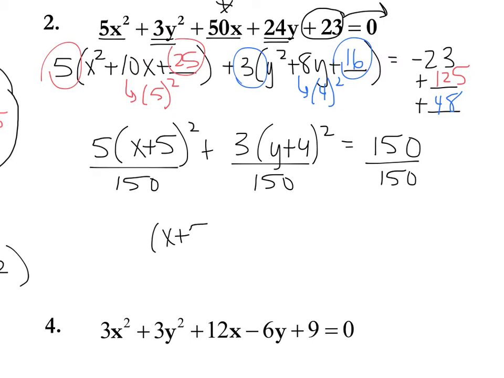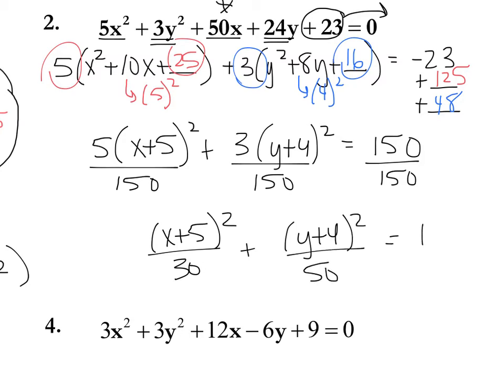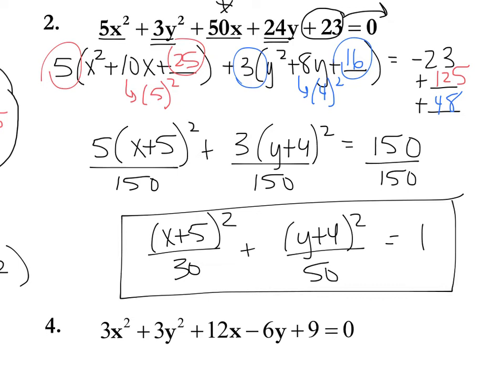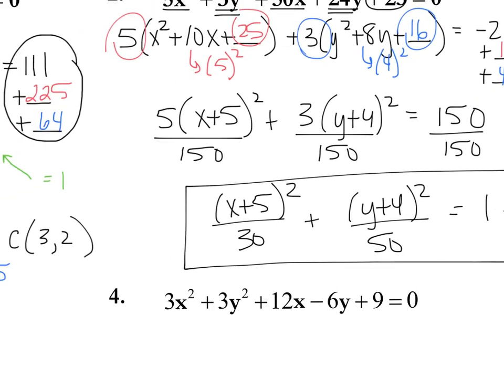It's going to give me (x plus 5) squared over 30, and then (y plus 4) squared over 50 equals 1. Make sure that equation equals 1 when you're finished. That's the standard form. Okay? And yeah, I know those numbers aren't perfect squares, and a lot of times they won't be perfect squares. That's okay. We're just going to get decimal approximations when we graph them. So the 30 and the 50, you'll just get as close to a decimal as you can.